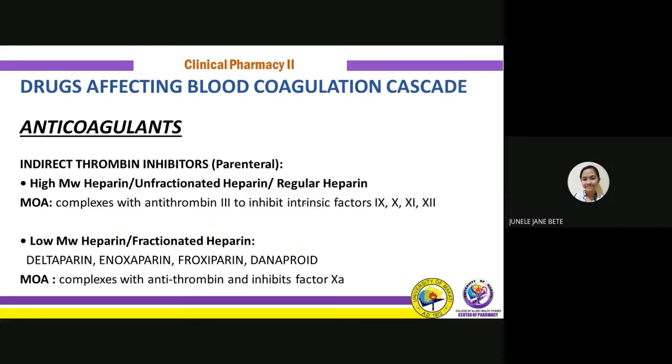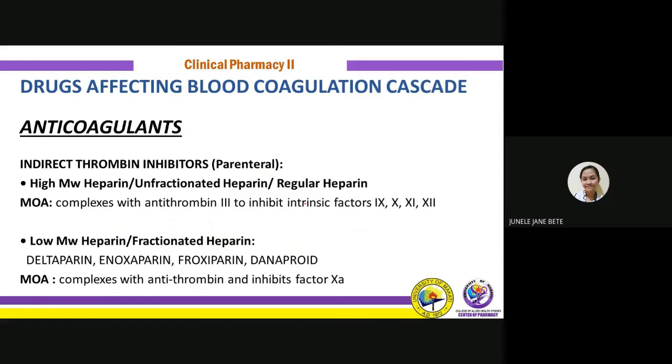And then, indirect thrombin inhibitors, parenteral: we have high molecular weight heparin, also known as unfractionated heparin or regular heparin. The MOA is it forms complexes with antithrombin 3 to inhibit intrinsic factors 9, 10, 11, and 12. They are called indirect thrombin inhibitors because their antithrombotic effect is exerted by interaction with a separate protein, antithrombin 3.